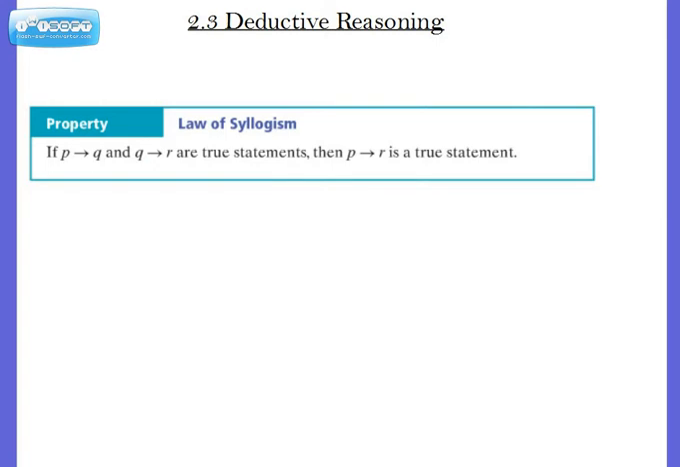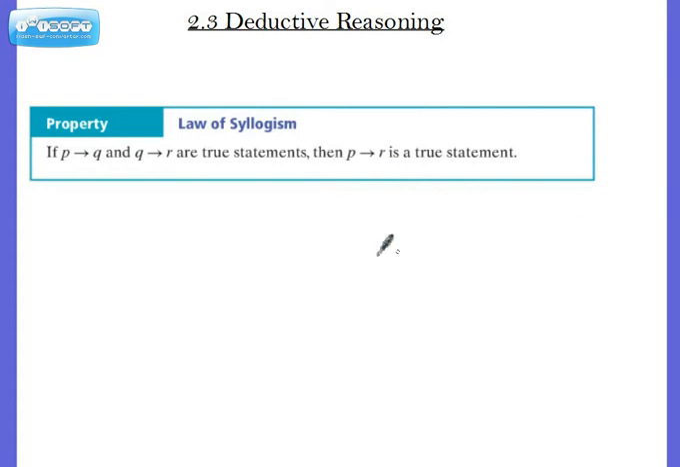Alrighty, our second topic here, what we're looking at from Chapter 2, Lesson 3 about deductive reasoning is the Law of Syllogism. And what the Law of Syllogism tells us is that if we know that P implies Q and Q implies R are true statements, then P implies R is also a true statement.